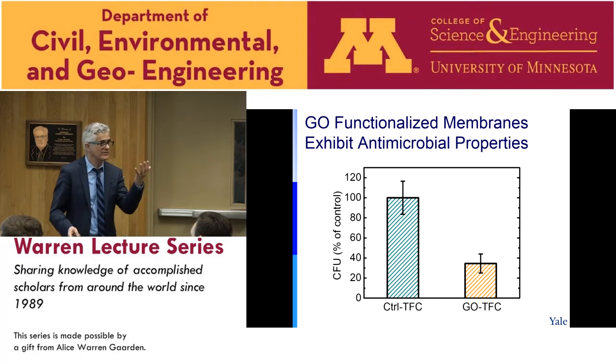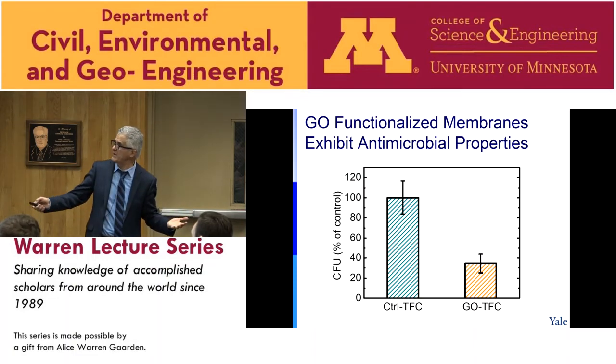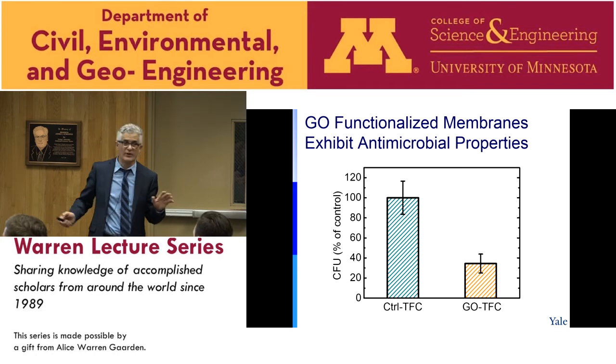And then we put some bacteria on the control membrane. So 100% means that all the bacteria are alive. And this is the bacteria on the graphene oxide modified membrane. Only 40% of them were alive.